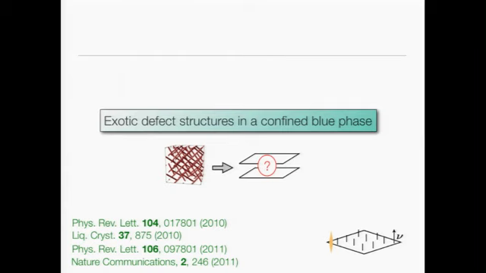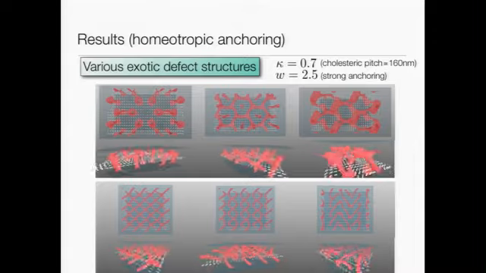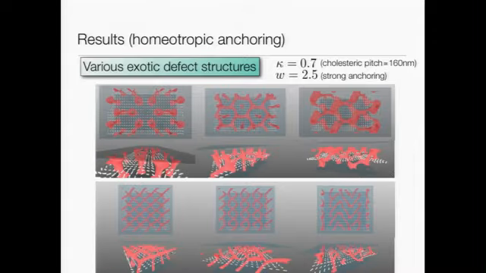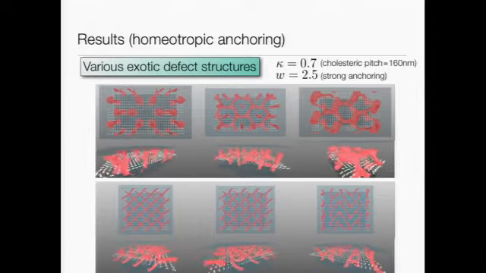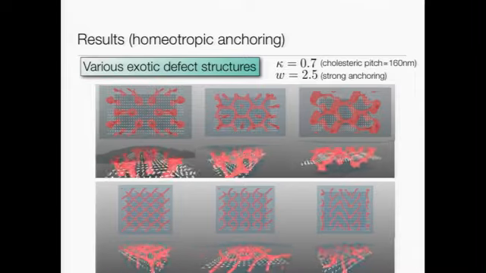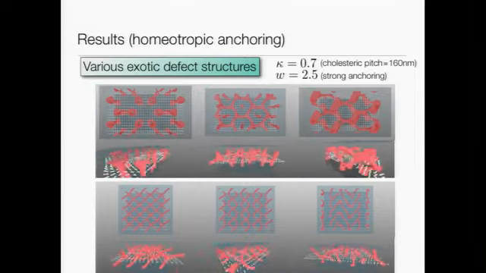And now, let me present some of my simulation results. So first, I want to present the results in the case of homeotropic anchoring. Yeah, so now I'm showing the structures found in my numerical calculations, and so here, red surfaces describe the location of disclination lines, and the orientational order at the mid plane is also displayed.